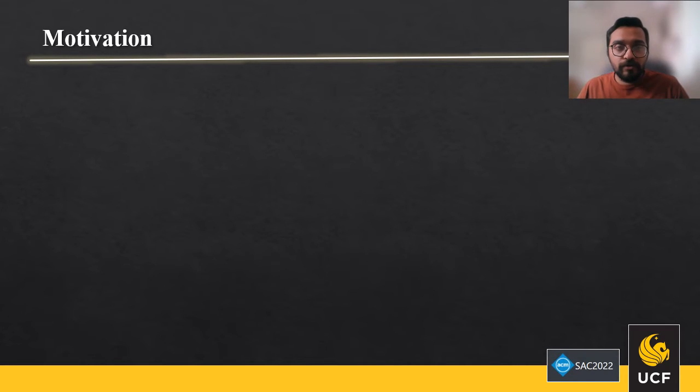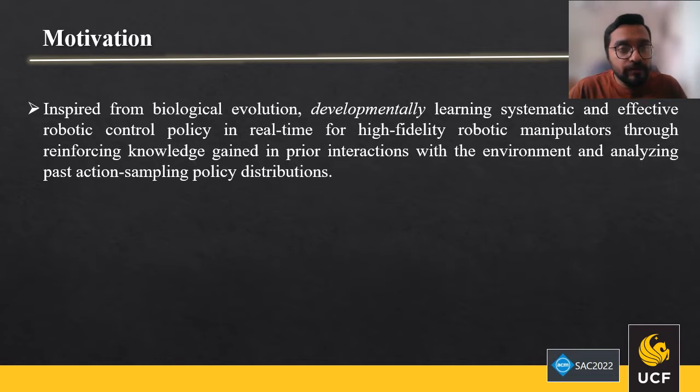So let's start with the motivation. Through evolution, humans have not only learned to remember their past actions and past decisions, but also to analyze and exploit those past decisions to solve a present task in real time. Inspired by this, we opted to design a developmental approach for learning a systematic and effective robotic control policy in real time for our high fidelity robotic manipulators, through reinforcement knowledge gained in prior interactions with the environment and analyzing those past action sampling policy distributions.